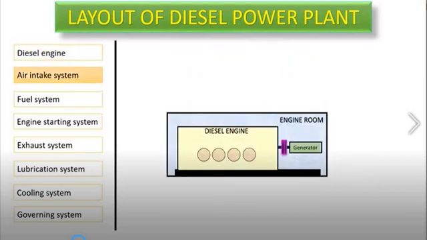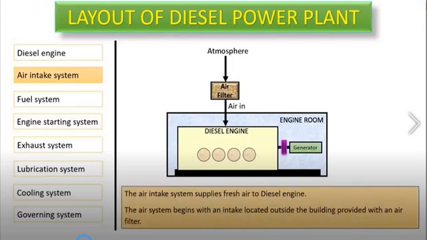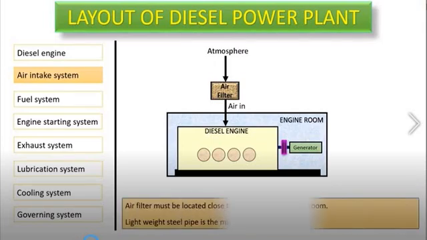The next one is the air intake system. From the atmosphere, the air is passed through the air filter, then to the diesel engine. The air intake system supplies fresh air to the diesel engine. The air system begins with an intake located just outside the building provided with an air filter. The air filter must be located close to the roof of the engine room. Lightweight steel pipe is the material for intake ducts.